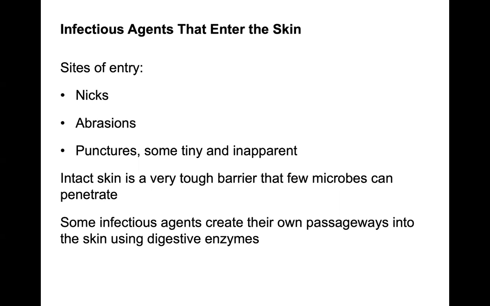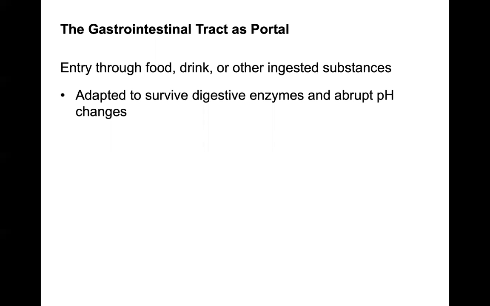Entering through the skin, this could be through a nick, abrasion, punctures, some tiny and inapparent. Intact skin is a very tough barrier. It's very good at its job, and very few microbes are able to penetrate that. Some infectious agents will create their own passageways into the skin using digestive enzymes. Through the GI tract, this would be entry through food, drink, or other ingested substances, adapted to survive with digestive enzymes and abrupt pH changes, meaning that if this is an ingested organism, it has to be able to withstand those changes.